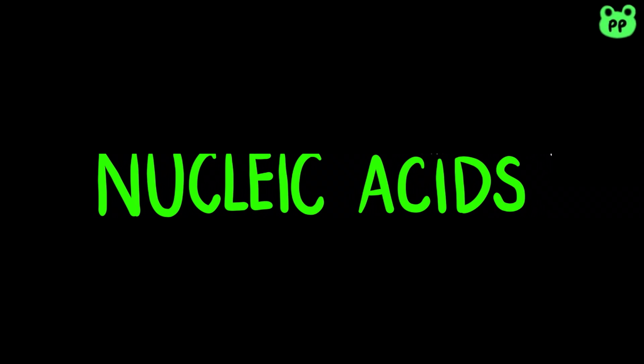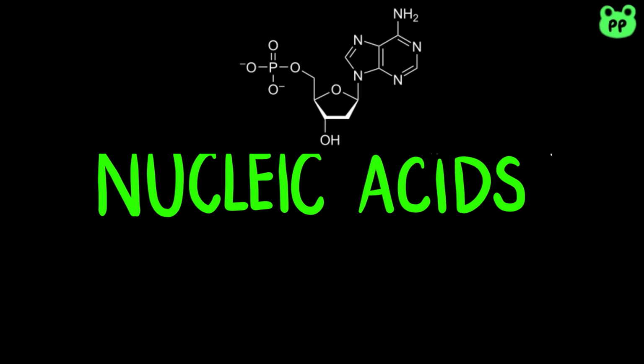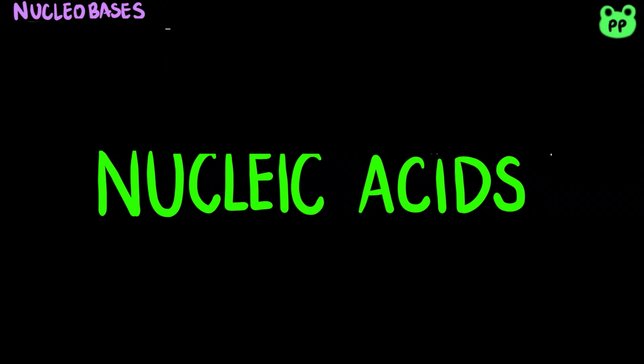Nucleic acids are made of monomers called nucleotides. Each nucleotide consists of a nitrogenous base, a pentose sugar, and a phosphate group. The portion of a nucleotide without the phosphate group is called a nucleoside, with only a base and a sugar. There are two families of nitrogenous bases, or nucleobases.